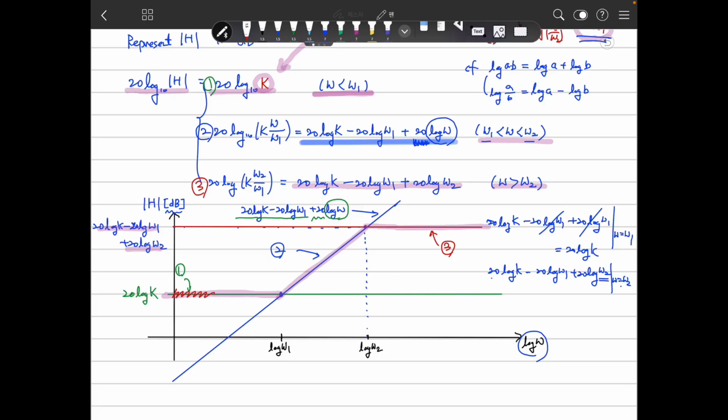So this line will be the magnitude of these figures. This is the magnitude graph of a Bode plot.